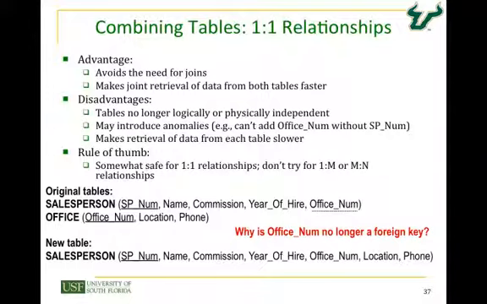So why is office number no longer a foreign key? If you notice in the salesperson table, you can see office number, but it's no longer a foreign key. If you look on the salesperson table at the bottom, you can see it doesn't have the dotted underline. Well, it's no longer a foreign key because the office table doesn't exist. There's no primary key on another table that it needs to point to.